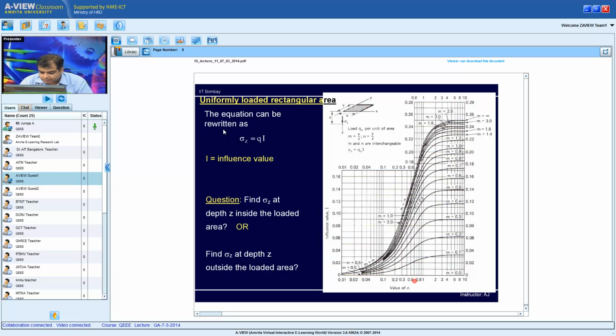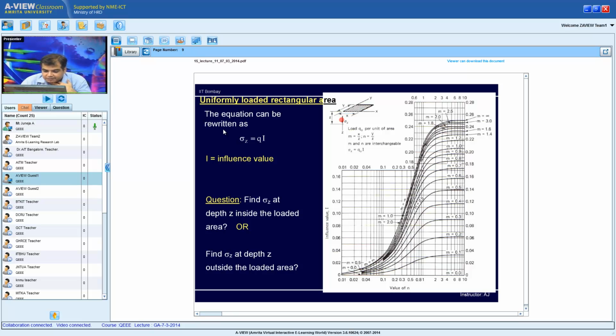So my job is to first derive what n and m are for this case, and then read n and the corresponding m, strike a point on this chart, and then read the value. This value is the influence value. I directly plug this influence value into this equation. So influence value times the loaded pressure will directly give me the stress at a depth, sigma z. Now it's as straightforward as that, but there's a rider.